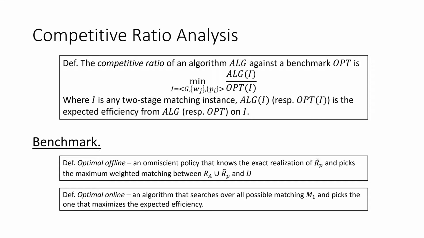And therefore, the optimal online is basically an algorithm which will search over all possible matchings M1 and try to pick the one which will maximize its expected efficiency. And later in this talk, we will show that this optimal online is not polynomial time computable.